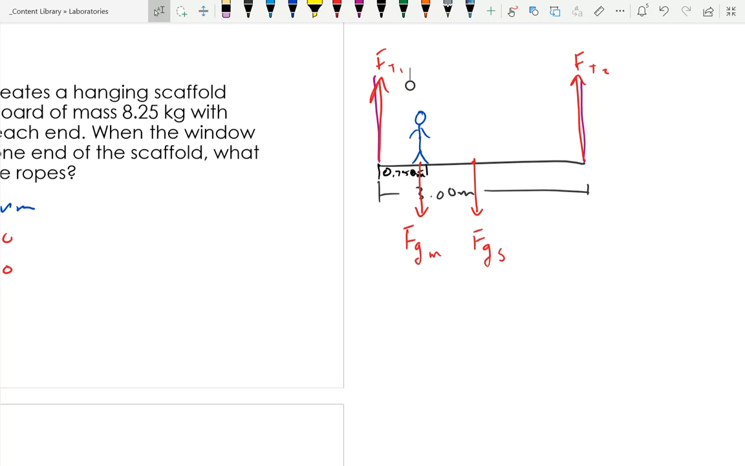Because it's suspended in the air, there's no force moving. Well, this scaffolding is suspended in air, so there's no normal force. If we were looking at the man, there would be a normal force because he's standing on the scaffolding. So these are all forces.